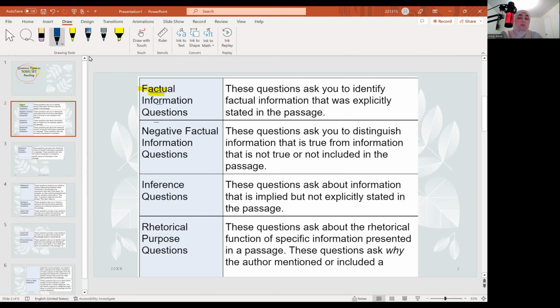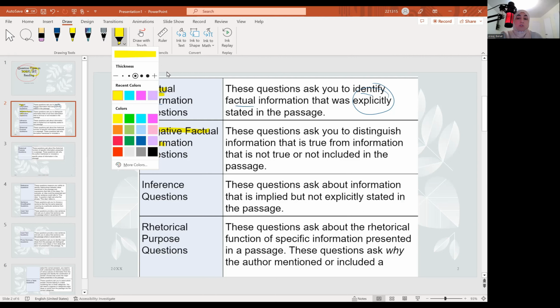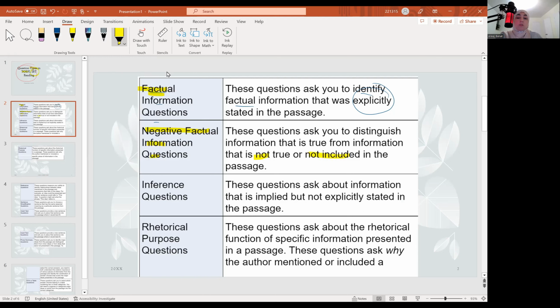And so these questions, as you can see here, ask you to identify a fact, factual information that was explicitly stated in the passage. It's there, it's very clear, straightforward, and that's it. Now, the next one is negative factual information questions. When you see something that asks you to identify or to distinguish information that is true from information that is not true, to distinguish between these two types, something that is not true, something that is not included in the passage.